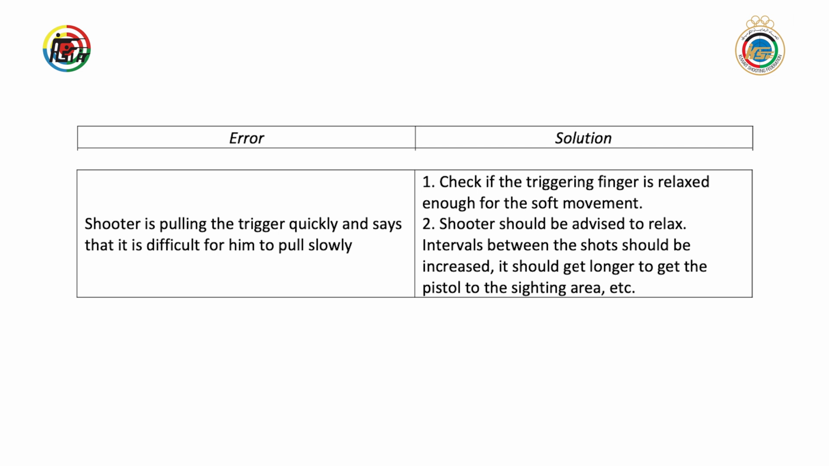Next error: the shooter is pulling the trigger quickly and says that it is difficult for him to pull it slowly. Solution: first, check if the triggering finger is relaxed enough for the soft movement. Second, the shooter should be advised to relax. Intervals between the shots should be increased. It should get longer for the pistol to enter the sighting area, and so on.